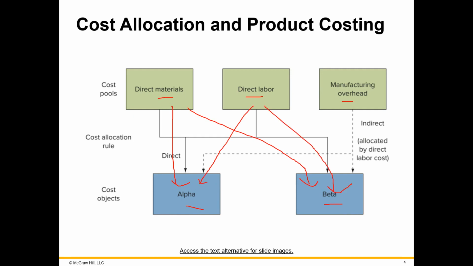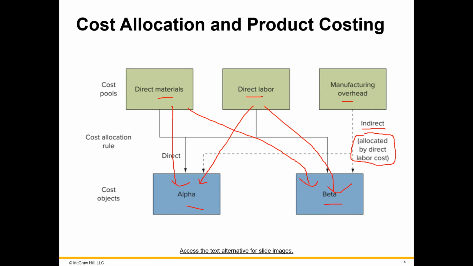But manufacturing overhead, as you know by now, that's more difficult to trace. It's an indirect type of cost. So this chapter, we're going to see different ways on how we allocate overhead. In this example, it says that we're going to allocate it by direct labor cost. What that means is that whatever the dollar amount of cost we incur for direct labor for each product, we're also going to allocate a certain amount of manufacturing overhead to that product.